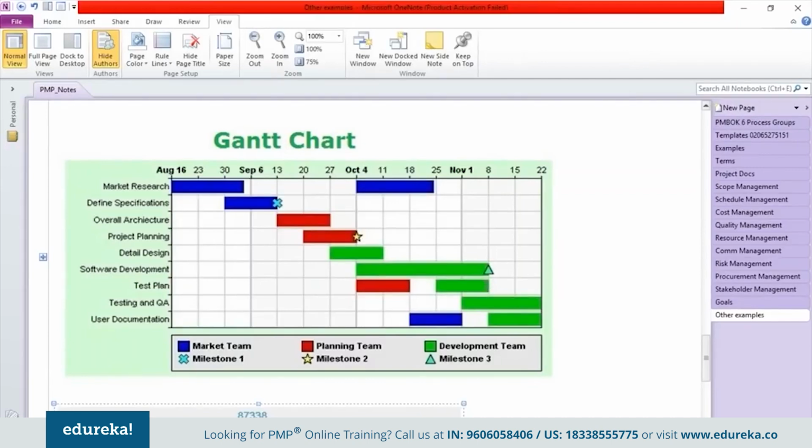So Gantt charts will give us an idea about the list of activities that are performed on the project, the duration required for those activities, the dependencies, and the milestones. Since these activities are plotted against the timelines, it's a very, very effective tool.